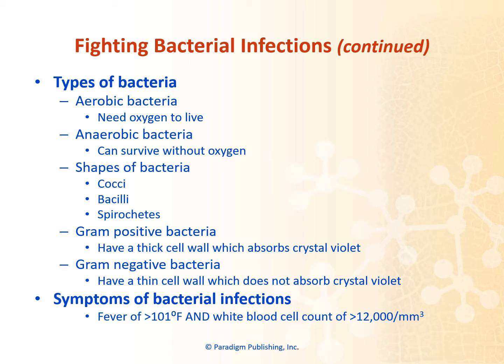Bacteria are said to either be gram-positive or gram-negative. This classification comes from a staining technique named after its developer, Hans Christian Joachim Gram. In this technique, a purple stain called crystal violet is applied to the bacteria, and then they're viewed under a microscope. Gram-positive bacteria have a thick cell wall, and it will absorb that purple stain, and gram-negative will not. Symptoms of bacterial infections include a fever greater than 101 degrees Fahrenheit and elevated white blood cell counts.